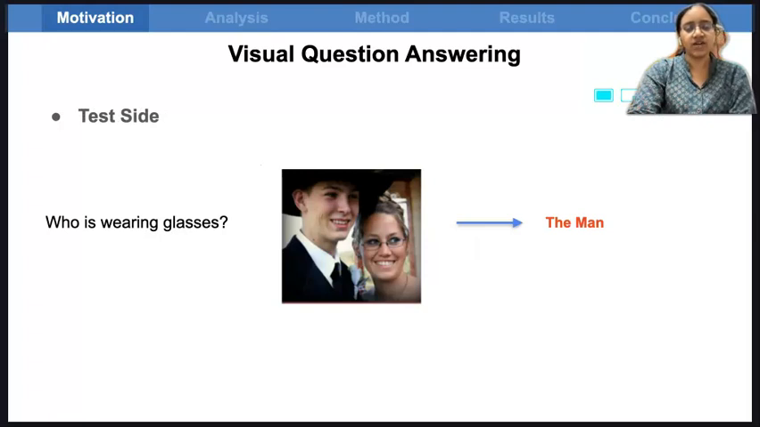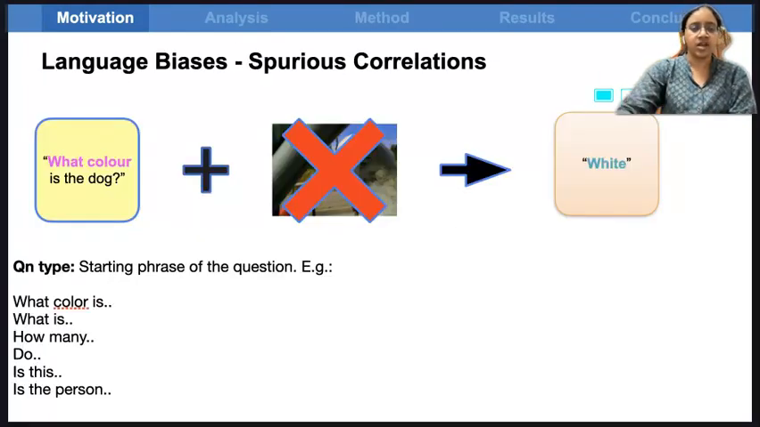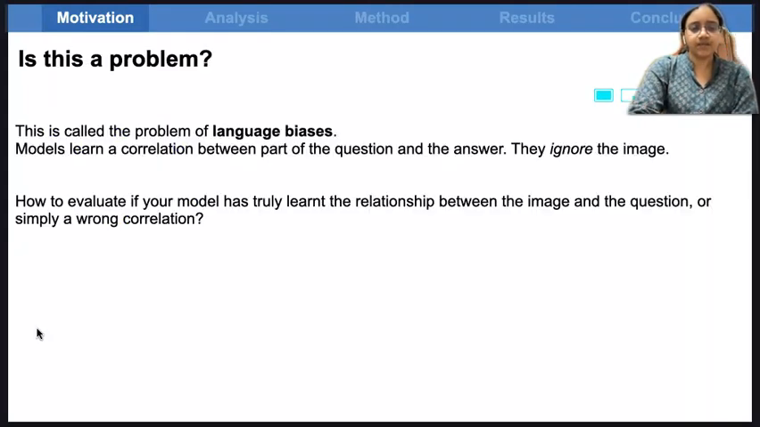Therefore on the test set, even after seeing this woman wearing the glasses, the model still predicts man, as it has memorized that glasses are mostly worn by men in the training set. It starts ignoring the image completely. So this pink color phrase at the beginning of the question is called the question type. Models tend to learn a spurious correlation between this question type and the answer. These are some other question type examples from the datasets.